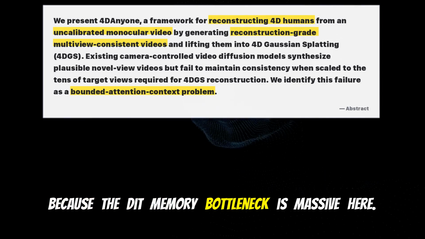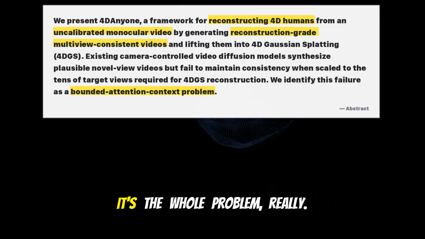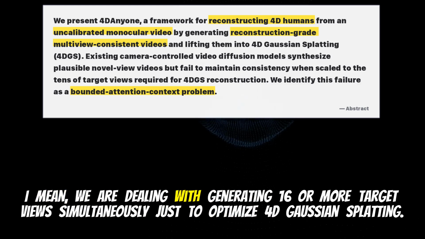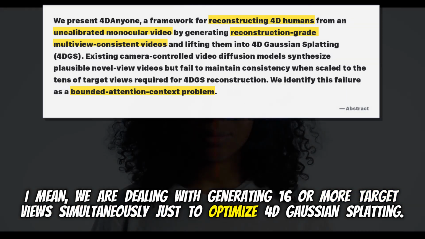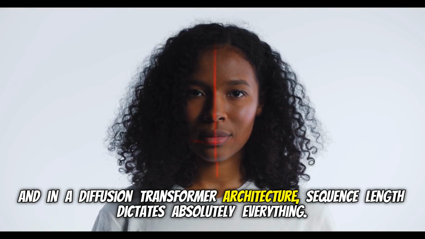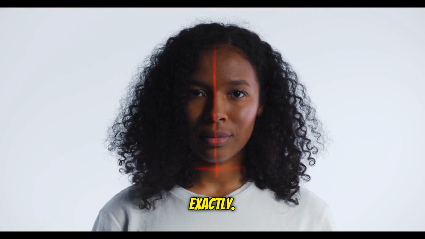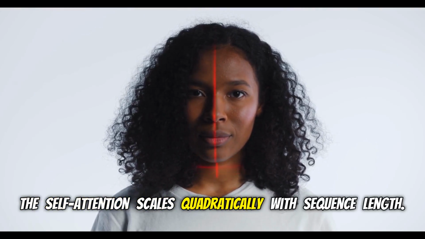Because the DiT memory bottleneck is massive here. It's the whole problem, really. I mean, we are dealing with generating 16 or more target views simultaneously just to optimize 4D Gaussian splatting. And in a diffusion transformer architecture, sequence length dictates absolutely everything. Right, because of the attention mechanism. Exactly. The self-attention scales quadratically with sequence length.